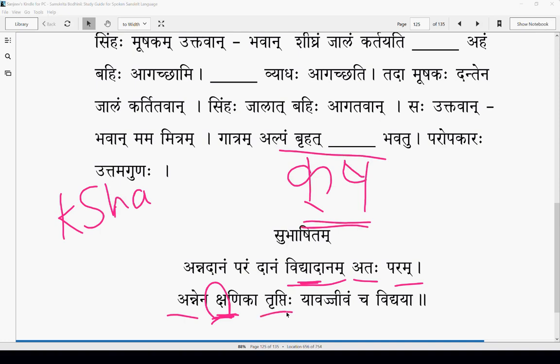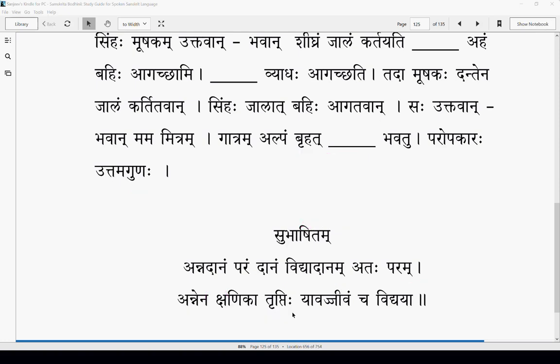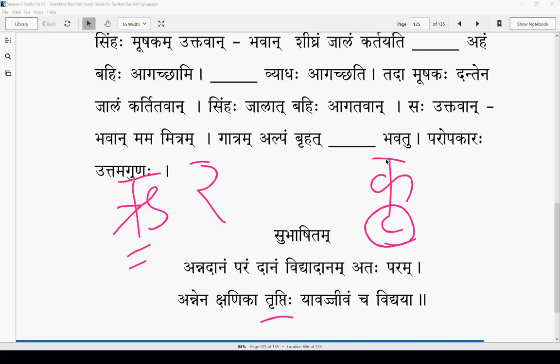Annena kshanika, and here is truptihi. It is not basically R, it is a Ru vowel. There's a difference between R and Ru. So here we have Ru, truptihi, like Krishna. Yavad Jivam, this is double J. Yavad Jivam cha Vidyaya.